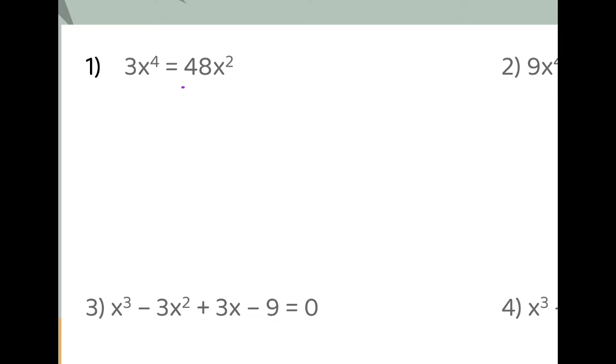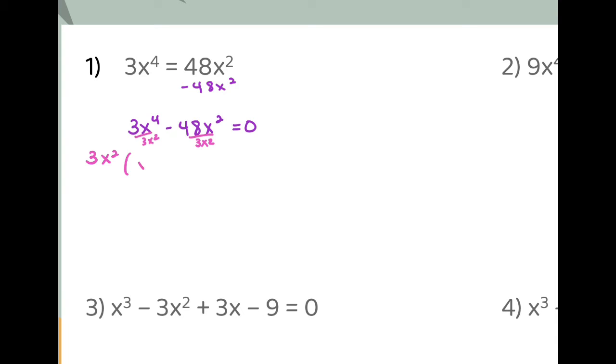So the first thing I'm going to do is subtract 48x squared so that it's equal to 0. And I get 3x to the fourth minus 48x squared equals 0. Then your next check should be, can I factor something out? When I look at both 3x to the fourth and 48x squared, is there a number that goes into both? And is there a variable that goes into both? Hopefully you caught that the answer is yes. 3 goes into both of these, and x squared goes into both of these. You would use the lower power because that is the common factor. So by taking it out, we divide both terms by 3x squared.